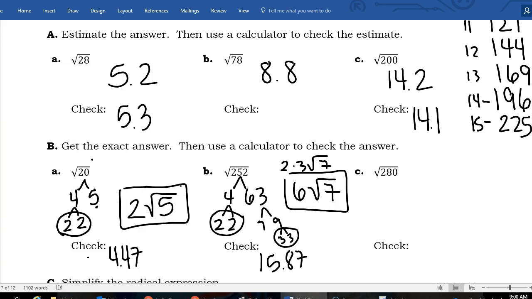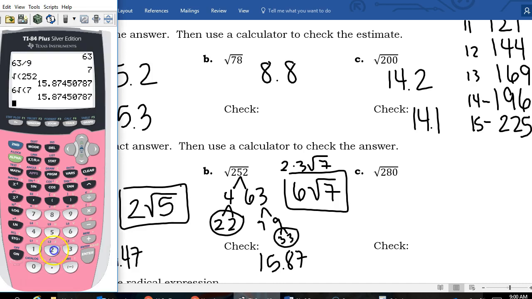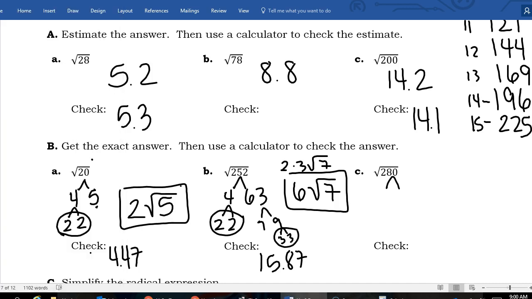Last one, I'm looking for perfect squares that I can pull out of 280. 280 divided by 25. It ends in a 0. It might be by 5. Nope, no good. 280 divided by 4 or 16. Let's try 16 first. Nope. 280 divided by 4. 4 and 70. So I'll know we'll be able to pull out a 2 then.